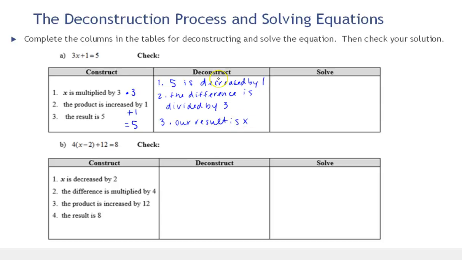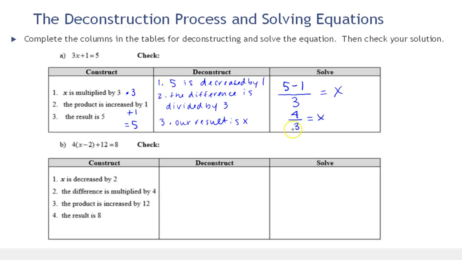So now let's use this deconstruction flow to write what x is. So 5 is decreased by 1, so we have 5 minus 1. Now we're going to take that difference and divide it by 3. So I'm going to put the fraction bar, so the entire difference, 5 minus 1, is written over 3. And our result is equal to x. Okay. So now we'll perform these operations. There's just one we're going to perform. So 5 minus 1 is 4. And we have 4/3 equals x.